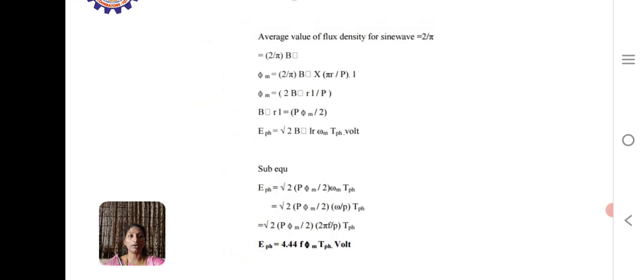By considering these equations and substituting, we can finally get the phase EMF as 4.44 f phi m into T phase, where f is the frequency, phi m is the flux, and T phase is the number of turns per phase. So this is how the EMF equation is derived.